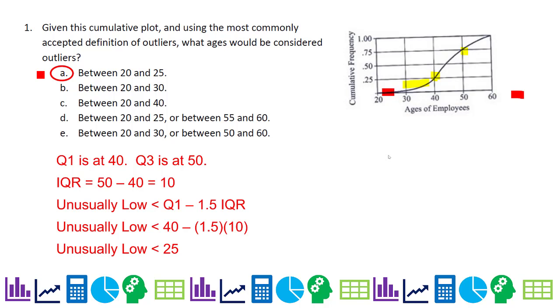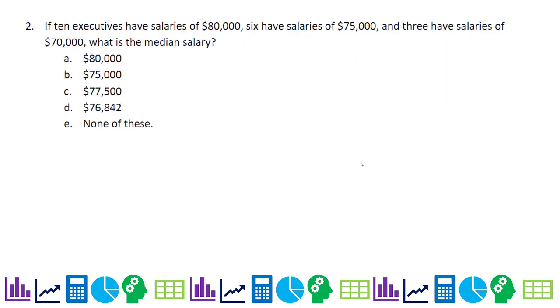Okay. Question 2. If 10 executives have salaries of $80,000, 6 have salaries at $75,000, and 3 have salaries at $70,000, what is the median salary? So I could list these all out. Honestly, I could pump them all into a calculator and have it tell me the median. But I don't feel like putting in $80,000 10 times and $75,000 6 times and $70,000 3 times.